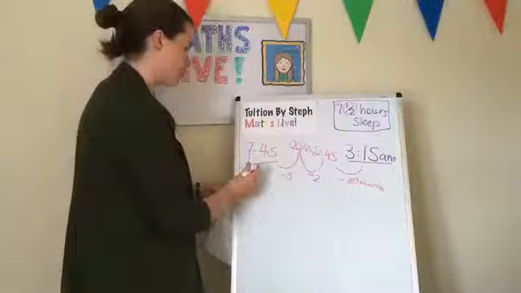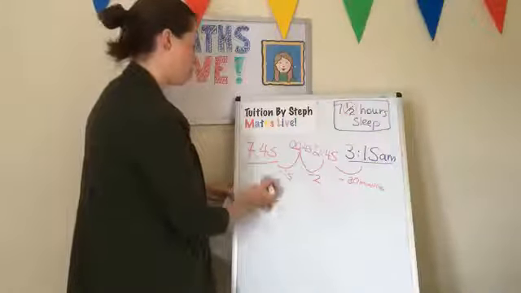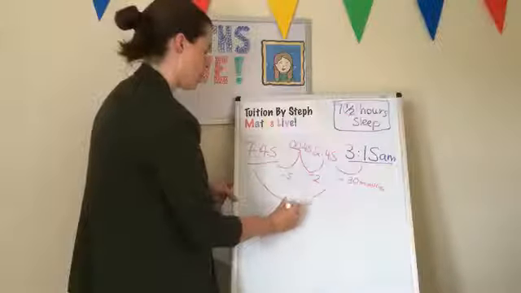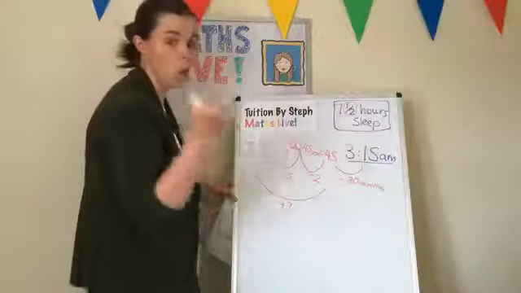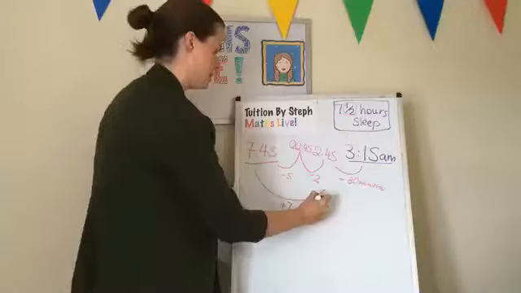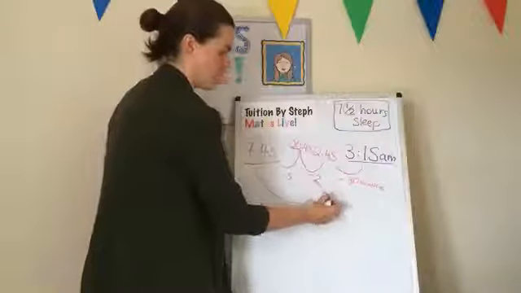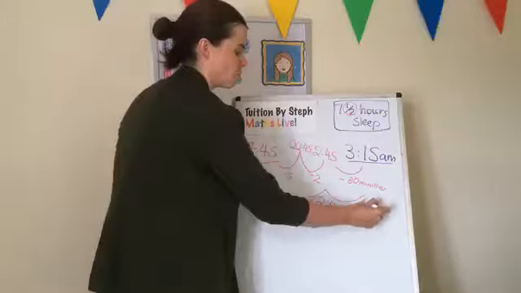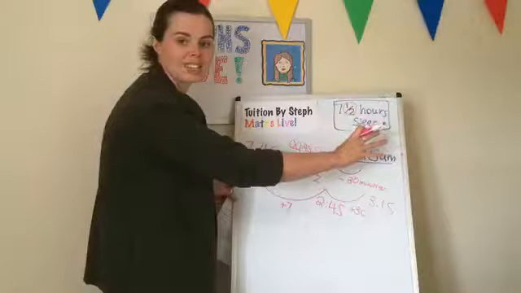And you can check it, because if you add 7 hours onto 7:45, so that's 7, 8, 9, 10, 11, 12, 1, 2, so that's 2:45. Oh look, it's the same. And then when you add on the 30 minutes, that takes you to 3:15. That's called doing the inverse. If you do the opposite, you're checking your answers.